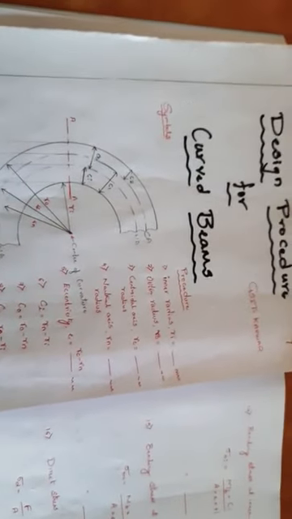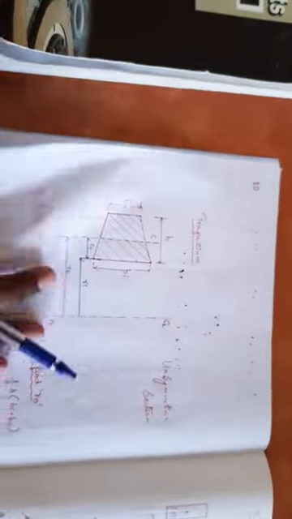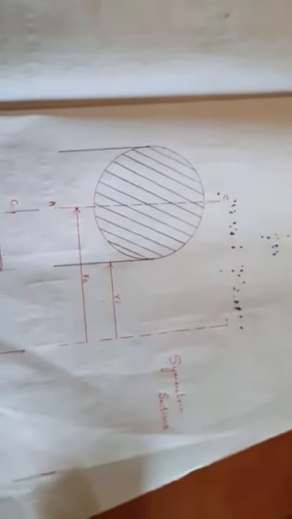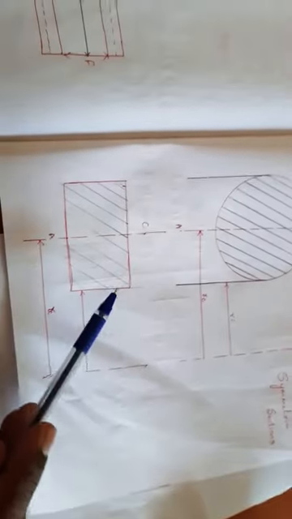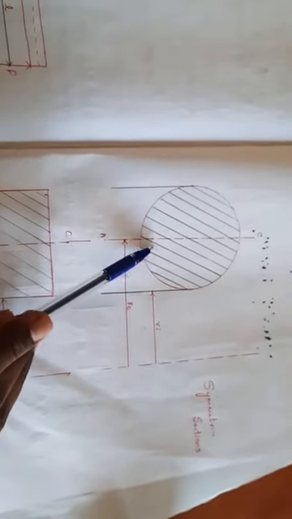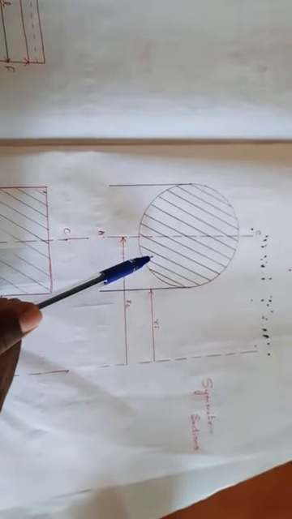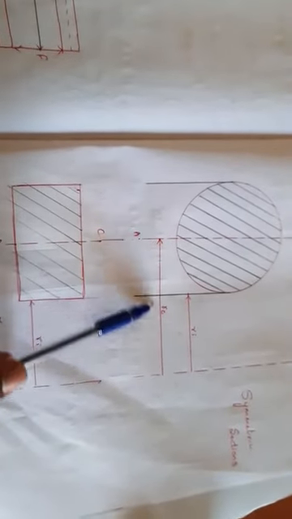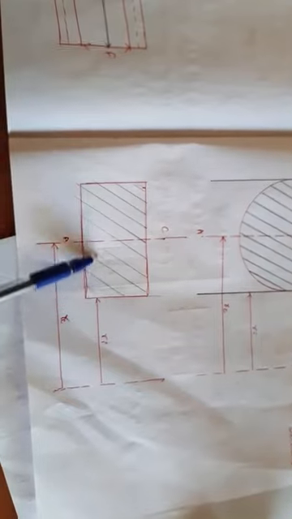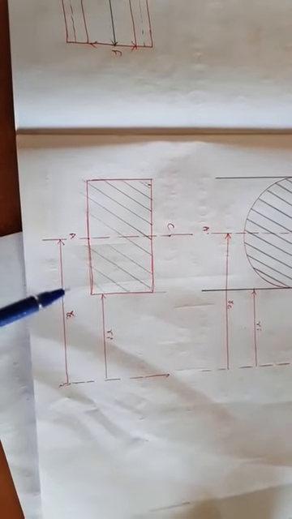Now how to calculate Rc and Rn? To calculate Rc and Rn for symmetric sections like a circle or rectangle, Rc is half the section plus Ri, we get Rc.